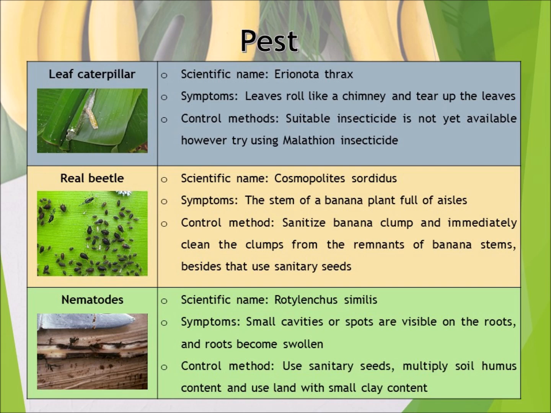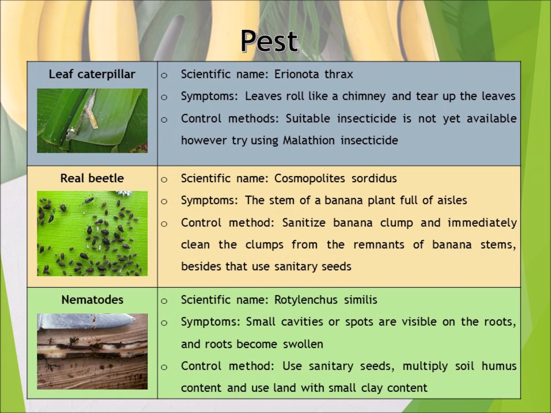Cosmopolites sordidus, the root beetle or banana weevil. Usually the symptom of this pest is that these weevils are found on the stem of the plant. To control this problem, sanitize the banana clump and immediately clean the clumps of the remnants of the stem. Using sanitary seeds is also advisable.